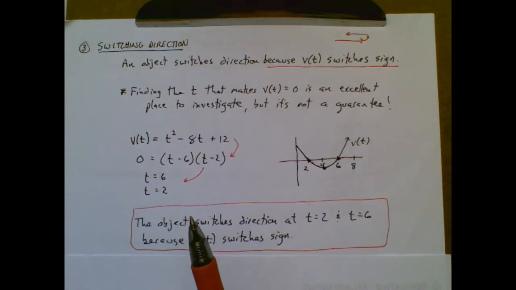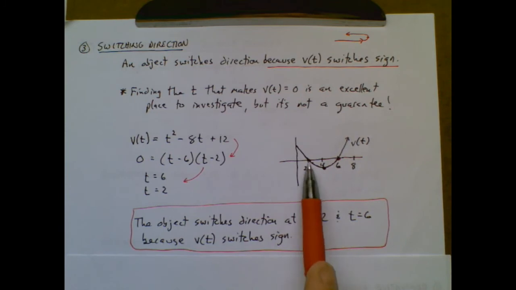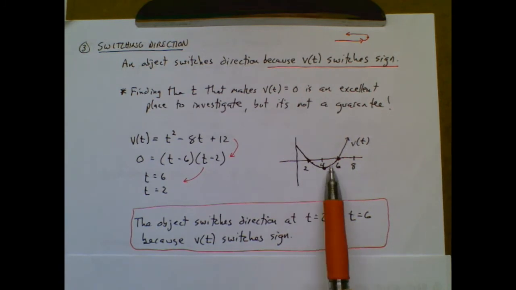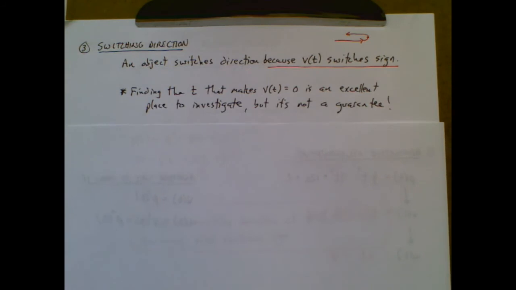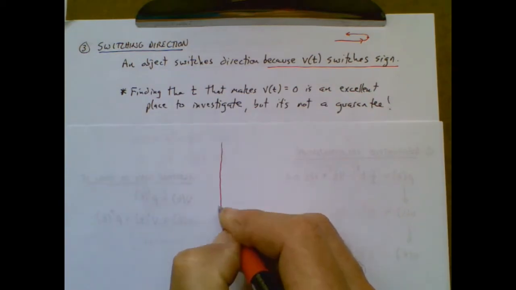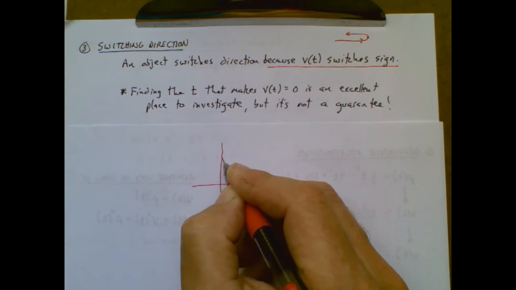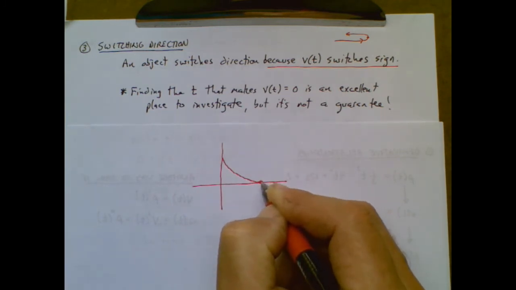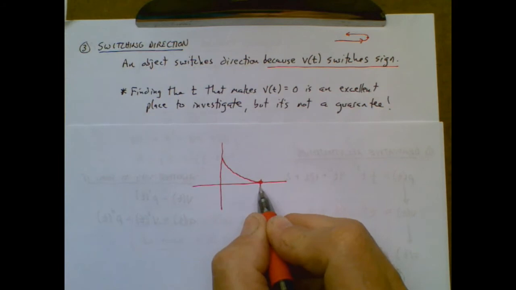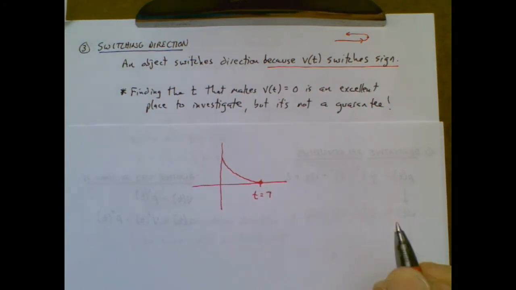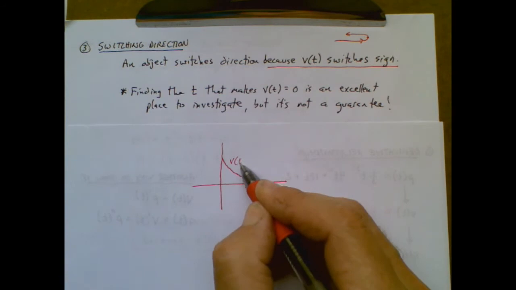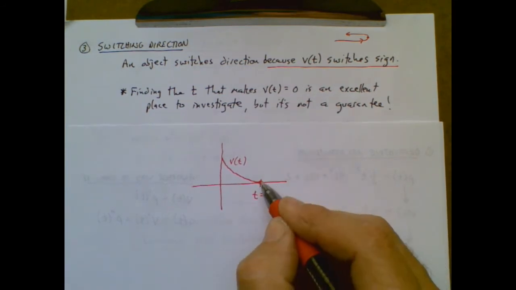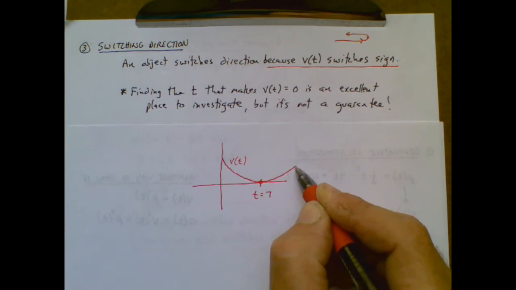Now, I chose a very friendly example. The times that led to a velocity of 0 ended up being a switch in the velocity sign, so a switch in direction. But remember, you can run into functions that look like this. What if you had a velocity function that went like this? At that time, let's just say this is t equals 7, the velocity is equal to 0, but that doesn't mean the object switches direction, because what if the velocity decides to go back like that?